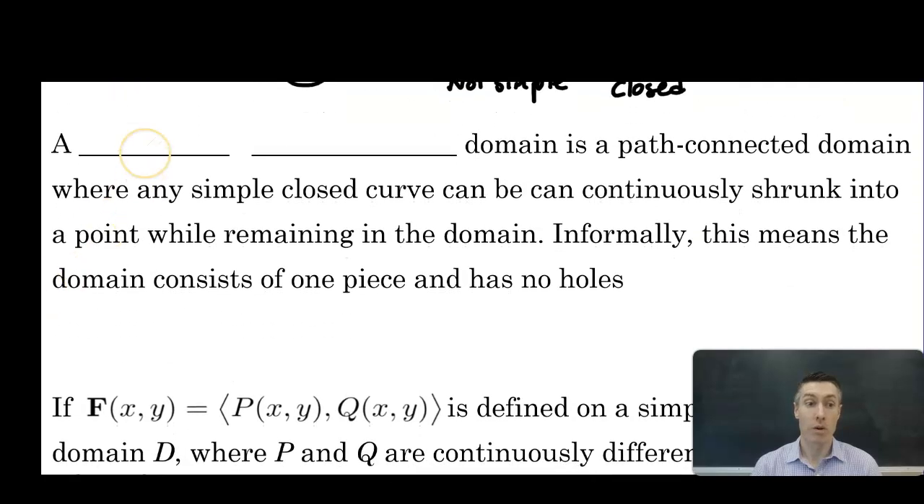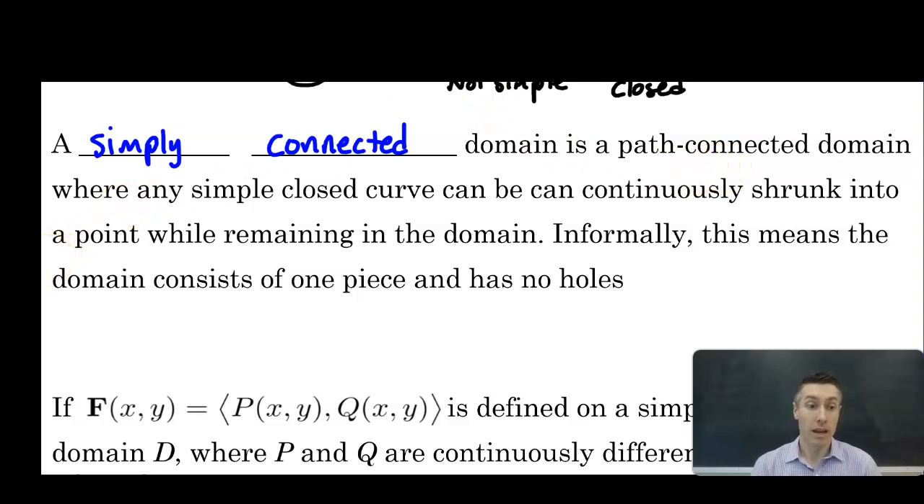Then we build to a domain, so a simply connected domain is a path-connected domain where any simple closed curve can be continuously shrunk into a point while remaining in the domain. Informally, this means the domain consists of one piece and has no holes. Okay, so the idea here is draw a simple closed curve in the domain, and basically you should be able to shrink it, and there's no hole inside, no issues that you're going to run into. Path connected just means take any two points in the domain, you should be able to create a path or a curve between those two points.